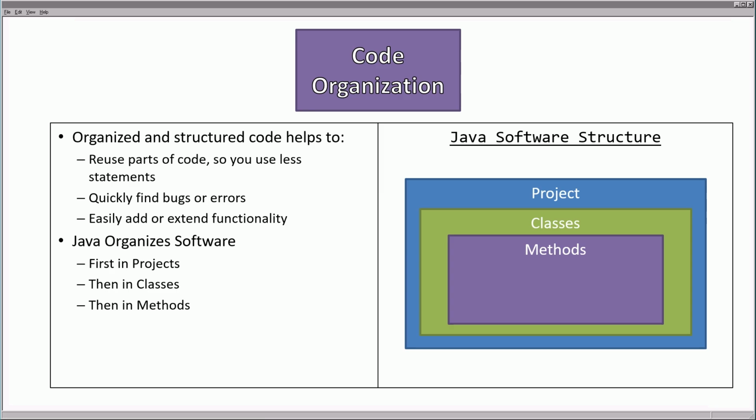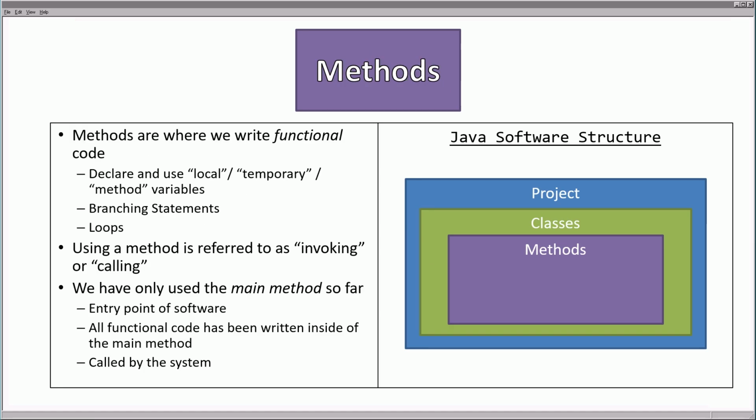Now, as described in a previous lecture, Java structures its code first in projects, then inside of classes, then following methods. Today, we begin discussing methods. Now, methods are where we write functional code, and some of that involves where we declare and use variables such as local, temporary, or method variables, which are basically the same idea. This also goes true for branching statements and loops. Essentially, everything that we've learned before, we understand that that functional code is placed inside of a method.